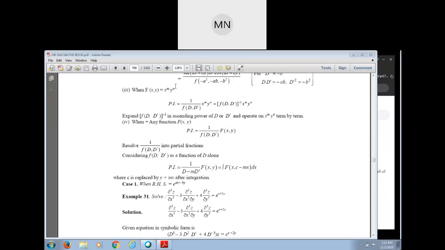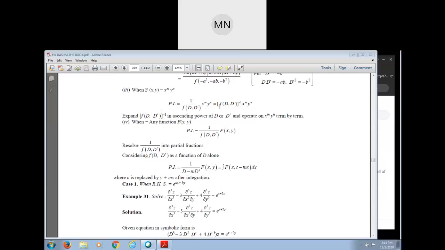For e to the power ax, when f of x, y equals e to the power ax plus by, the method is: the particular integral is 1 by f of a comma b, e to the power ax plus by. And when f of x, y equals sine of ax plus by or cos of ax plus by, then the particular integral is 1 by f of minus a square comma minus ab comma minus b square, sine of ax plus by.